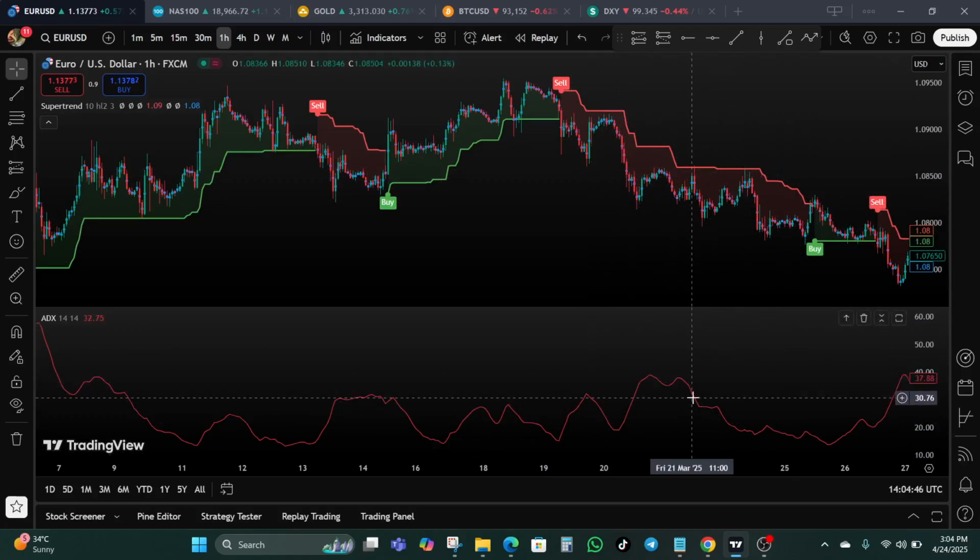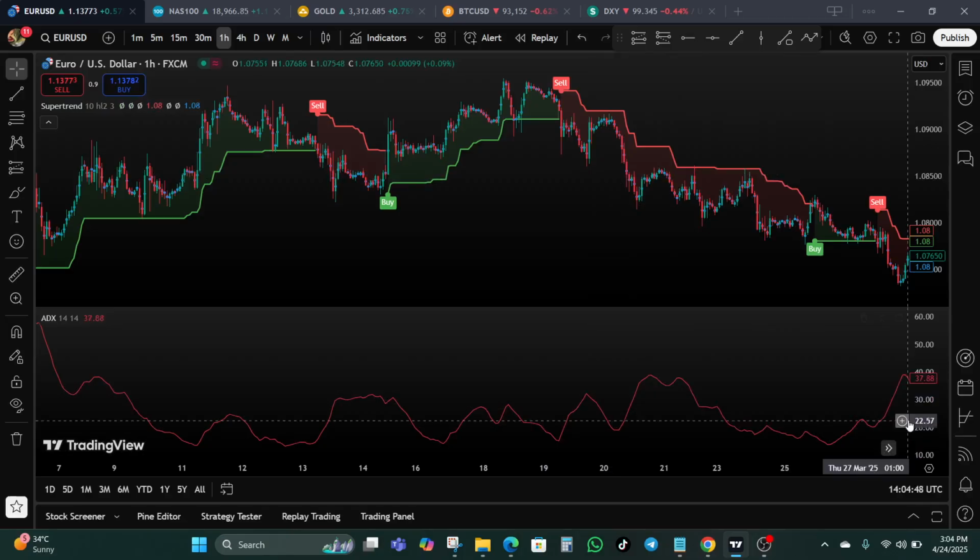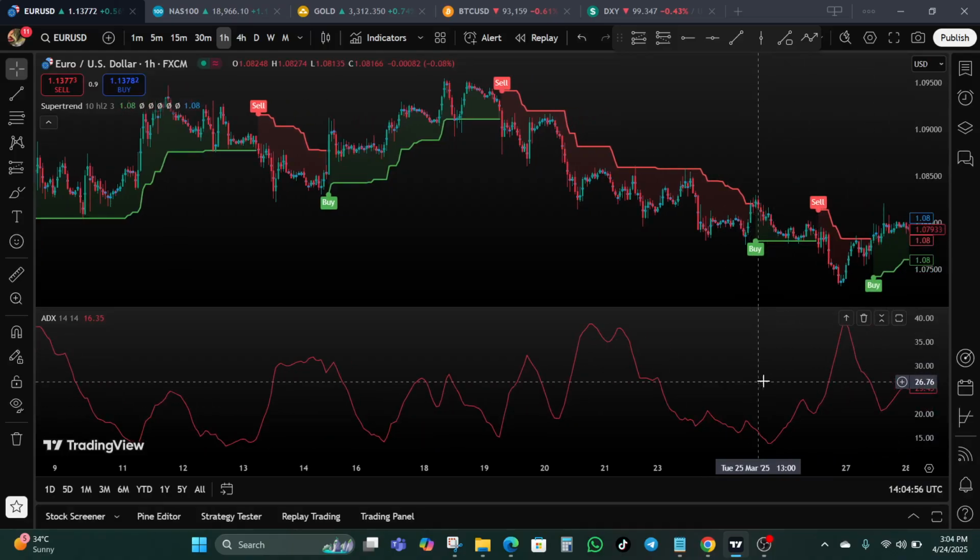So basically, when the ADX line rises above 20 or 25, it confirms a strong trend is in play. You might want to combine this with the DI plus and the DI minus to understand bullish versus bearish control. It's pure gold on higher time frames.